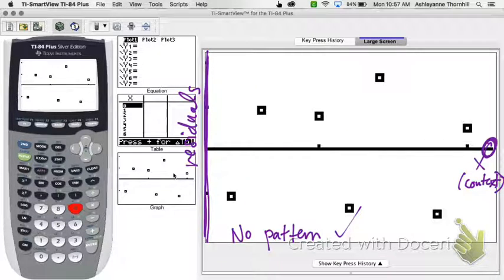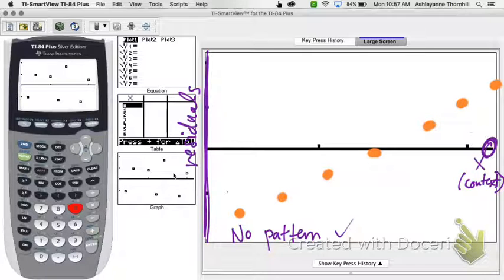No, I think what you're asking is, for instance, if my residual plot looked like a linear pattern like this, that would not be appropriate, because it means that a linear model isn't the right thing to use. I would need to go on to something else, like maybe an exponential model, quadratic, or something like that.